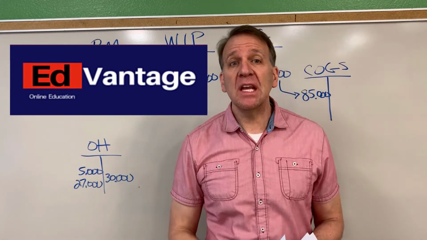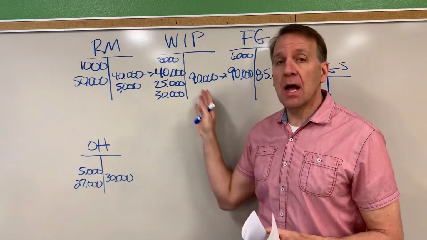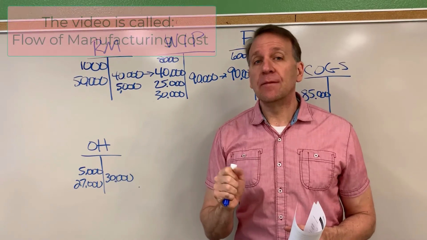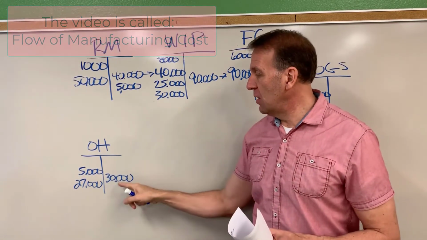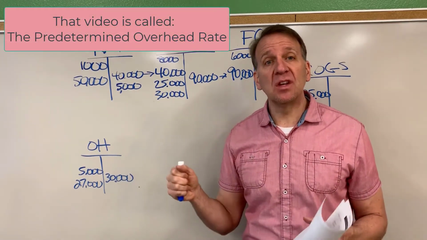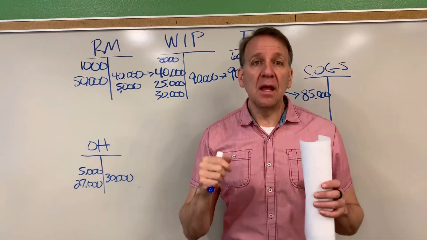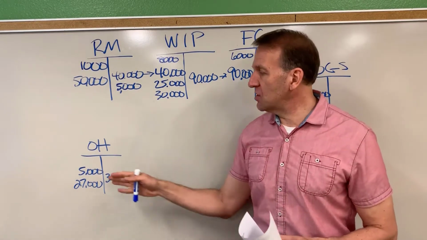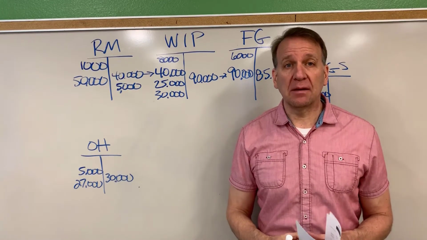In a previous video, we went through the manufacturing cost flows, and I have here the numbers that we used in that example. If you don't remember this, you'll want to go back to that video and look at that. We also have a video that explains how we transfer the overhead using the predetermined overhead rate. You may want to take a look at that video also. In this video, what we're going to concentrate on are the actual journal entries associated with the movement of all of these costs in a manufacturing plant.